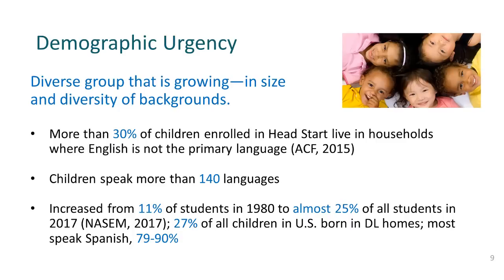So 27% of all children in the U.S. are born in dual language homes. Think of that, 27%, and most of them speak Spanish. But again, the native language other than English, I think, varies widely by community, so it's hard to generalize across the country.